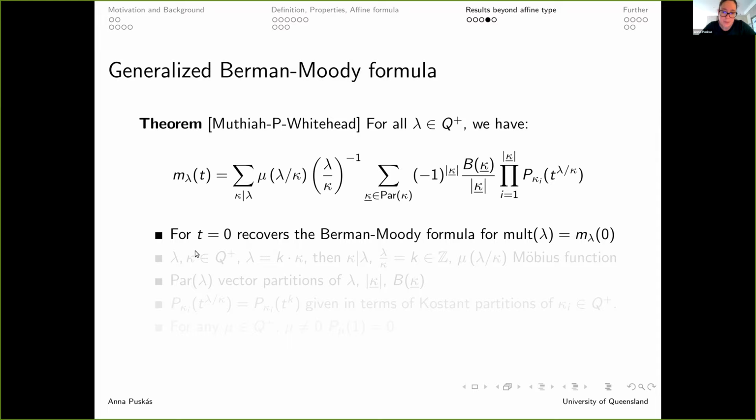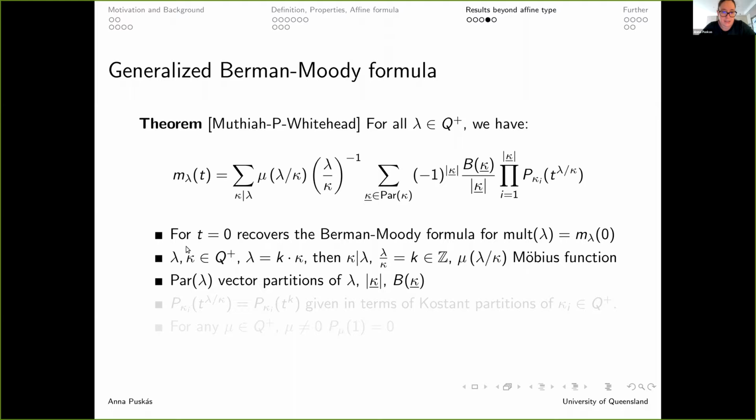So here I just want to point out a couple of things about what the meaning of these things is. Lambda, again, is an element of the positive root cone. So is kappa. And when I say kappa divides lambda, I just mean lambda is an integer multiple of kappa. So this mu value here is just the Möbius function's value on a positive integer, so nothing more mysterious than that. These are all just integers and an integer's inverse. And then here, par is vector partitions of lambda. There's both an ordered and an unordered version of this statement. They're not significantly different.